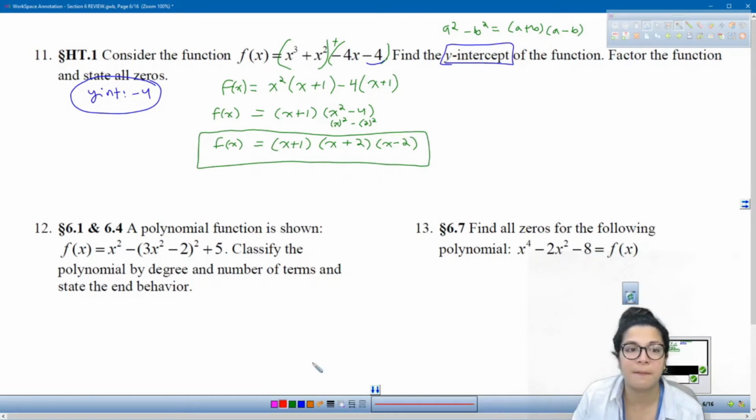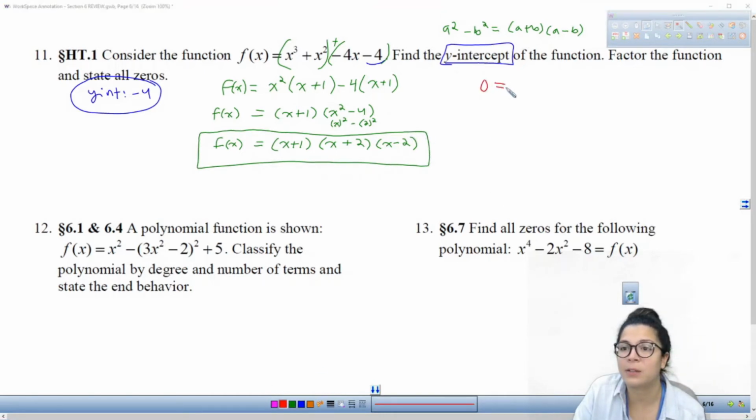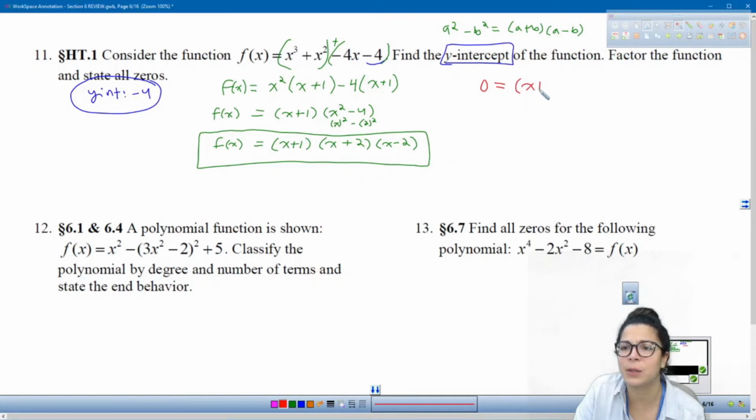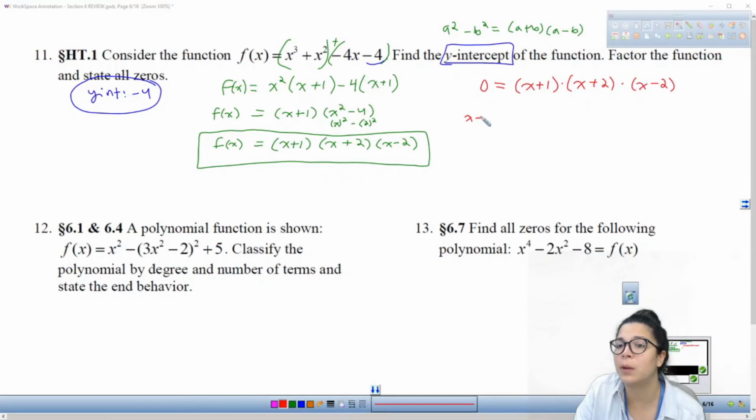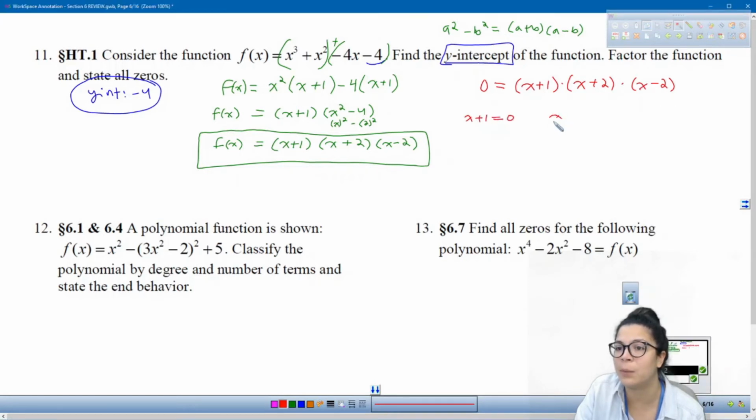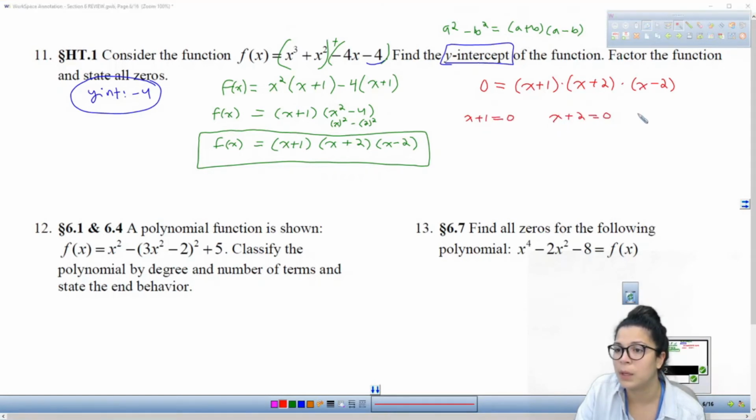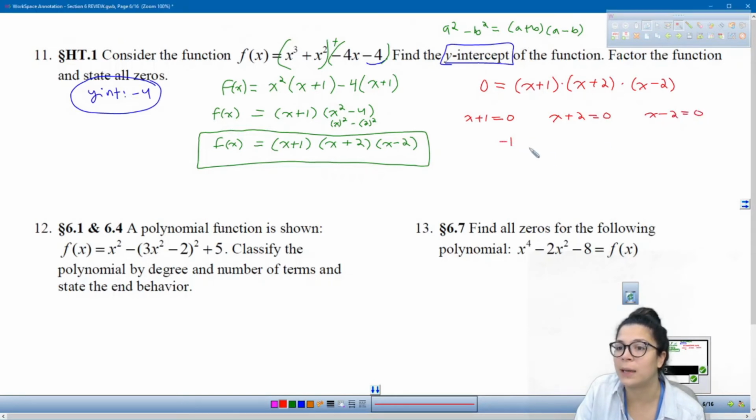From there, I can go ahead and find the zeros by setting the f of x function equal to 0. Remember, finding the zeros is just finding the x-intercepts. All of these things are multiplying together, so they have to equal 0, which means that any one of the factors could equal 0, and that would give me a solution. So if I set each factor equal to 0, I get the solutions -1, -2, and +2.